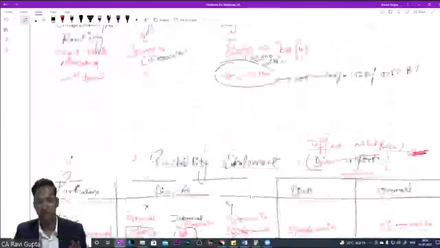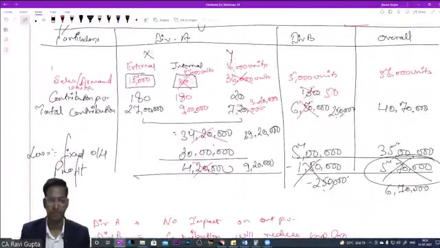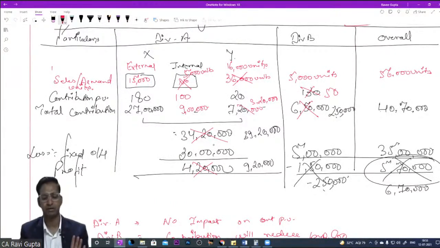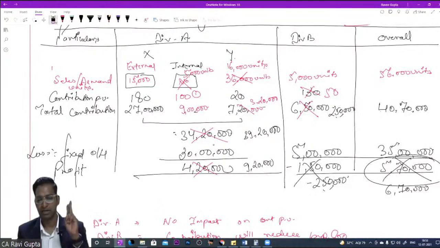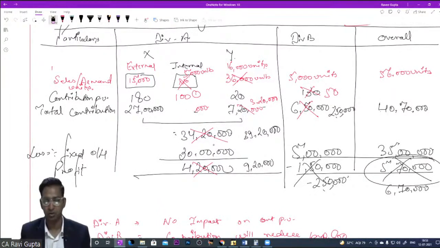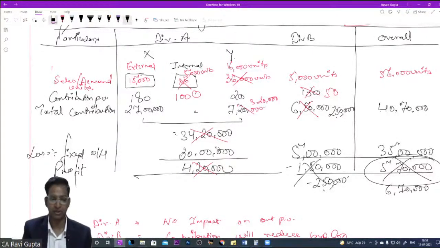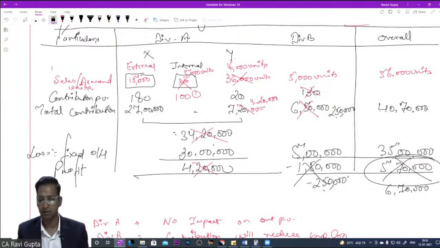So in this statement, what we are going to do? Number one change will be here. It will be 100 rupees, right? Number second change will be total contribution. Profitability you need to calculate. Number second change will be here. It will be again back to 130.